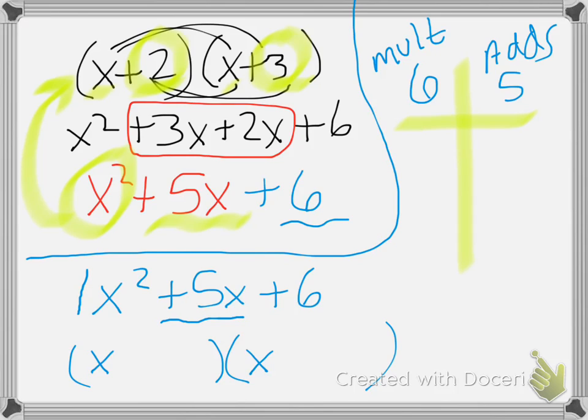I'm going to put a 1 right here. So the pattern is that you're looking for numbers that multiply to the combination of these two, so that they're the product of the first leading coefficient and the last constant, and then you're looking for something that adds to the middle term. Okay, this looks confusing at first. Once you get the hang of it, you'll be okay. So let's do another one.